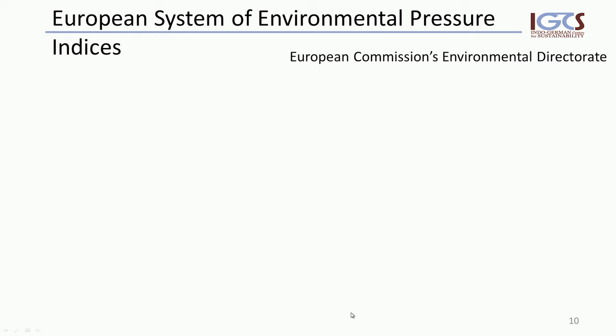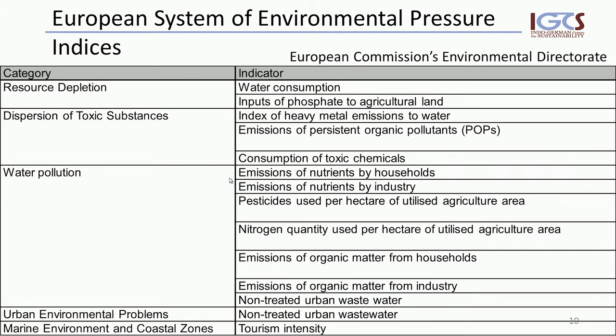Now, another system we have here is the European System of Environmental Pressure Indices, developed by the European Commission's Environmental Directorate, and they formed different categories: resource depletion, dispersion of toxic substances, water pollution, urban environmental problems, marine environment and coastal zones. And those are all issues when we look at this.